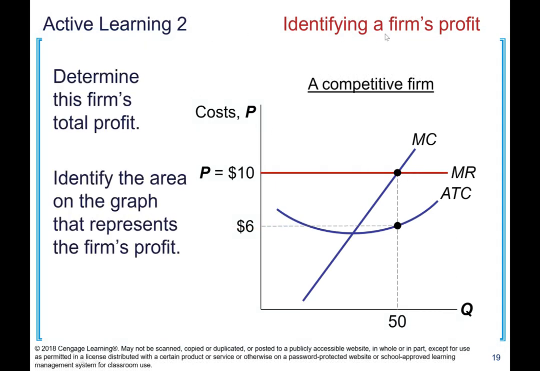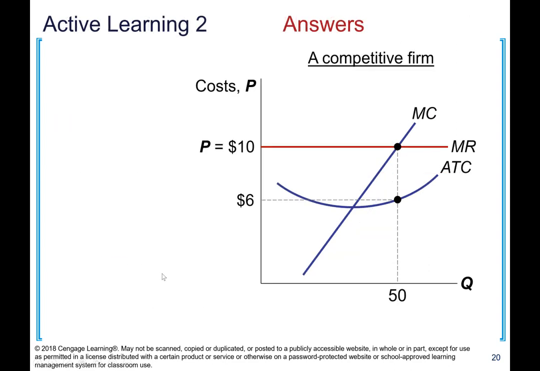Active learning: identifying a farm's profit. How do we identify a farm's profit here? Determine this farm's total profit. This is the price, this is the average total cost. Identify the area on the graph that represents the farm's profit. Price is $10.